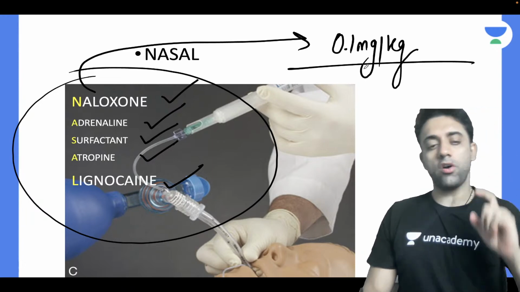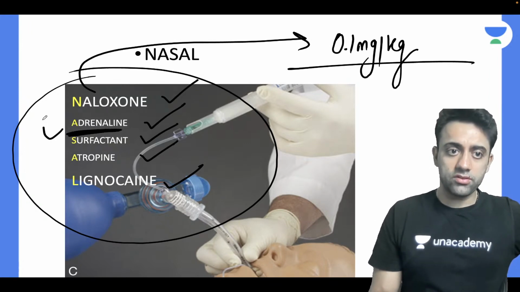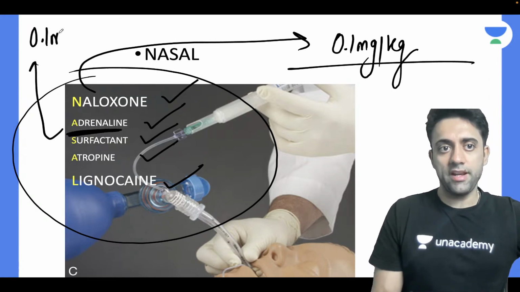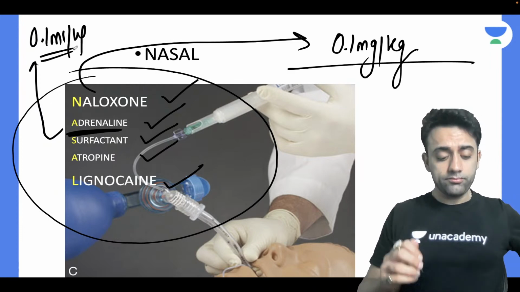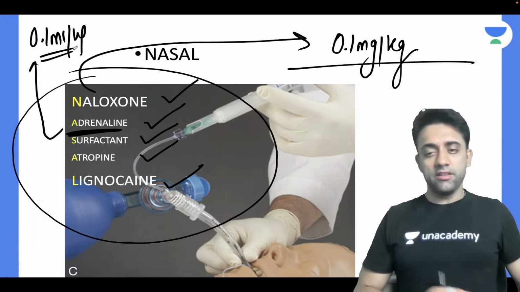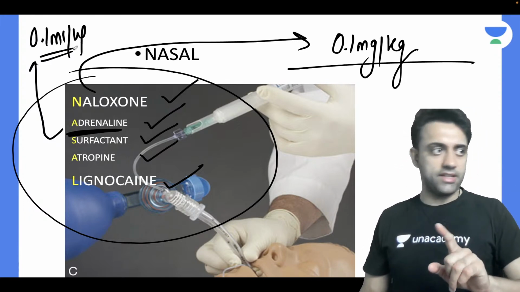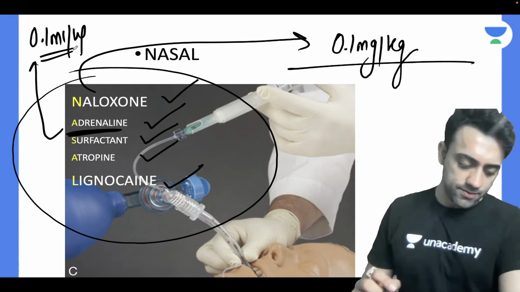0.1 mg/kg is the dose of naloxone. How will I remember? Because adrenaline का डोज क्या होता है, is 0.1 ml/kg. Okay, the dose of adrenaline is 0.1 to 0.3 ml per kg. This one is mg per kg. ऐसे करके ml per kg, mg per kg, ऐसे करके आपको याद रखना है. ठीक है, समझ में आ गया?